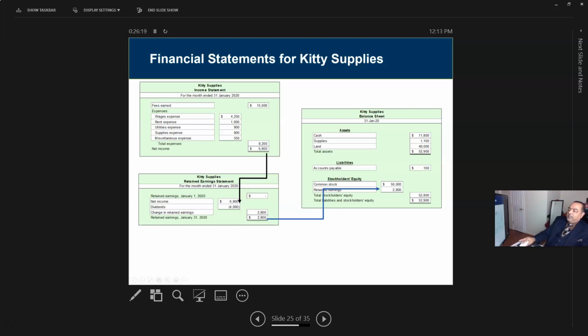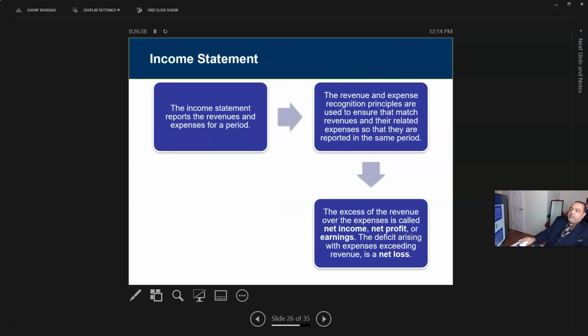There was only one liability, and I said two elements of stockholders' equity normally: the common stock and retained earnings. It could be three with the preferred stock. So that is how we prepare the financial statements from those elements of the accounting equation table that we completed.